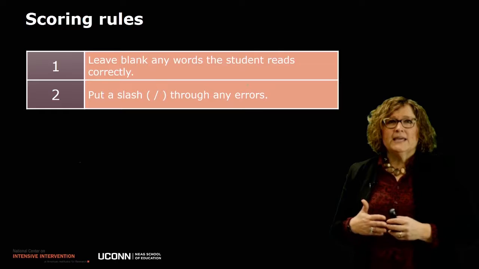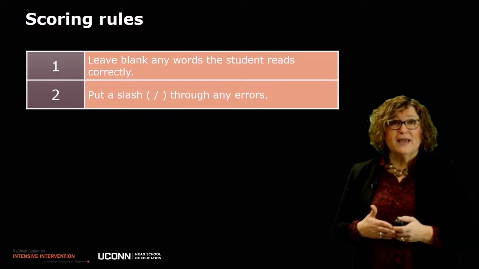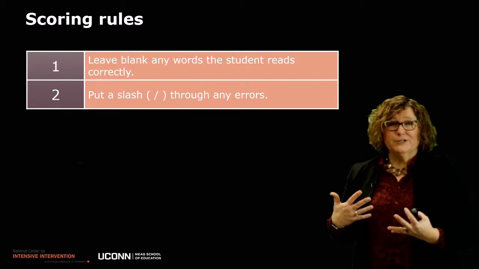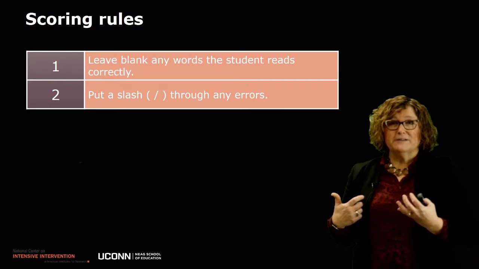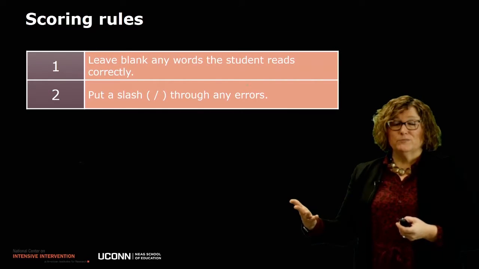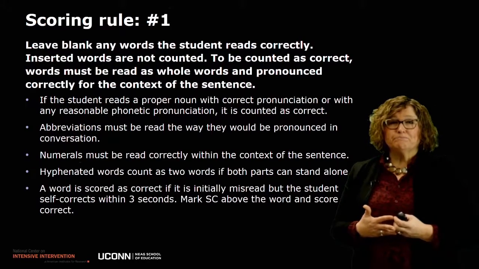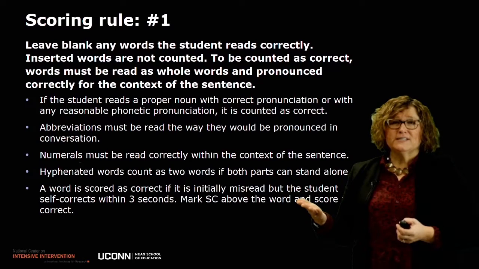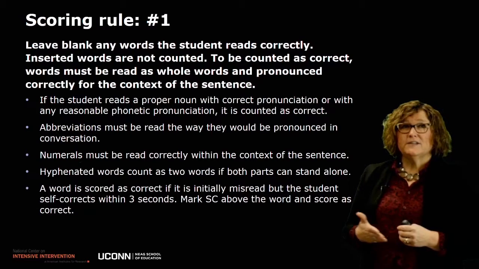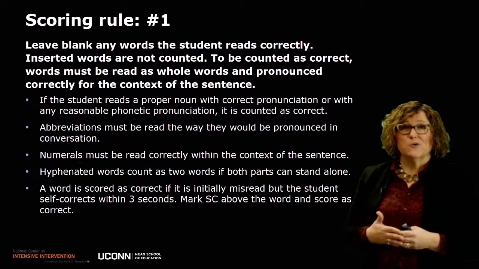So any words that the student reads correctly, you just leave those blank. Any errors that they have, you just put a slash through them. You don't mark a lot of types of changes they made or self-corrections. You just leave the word the same, or you put a slash if they make an error. One of the changes that's sometimes different for folks who haven't scored these before is that if students insert a word, we actually don't count that. We just sort of ignore it.